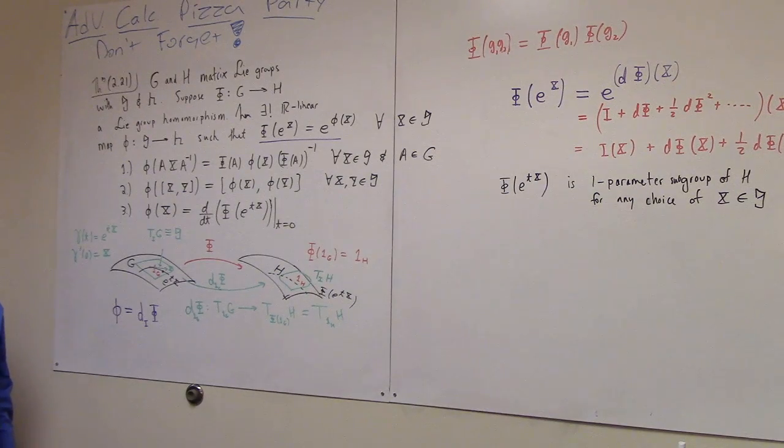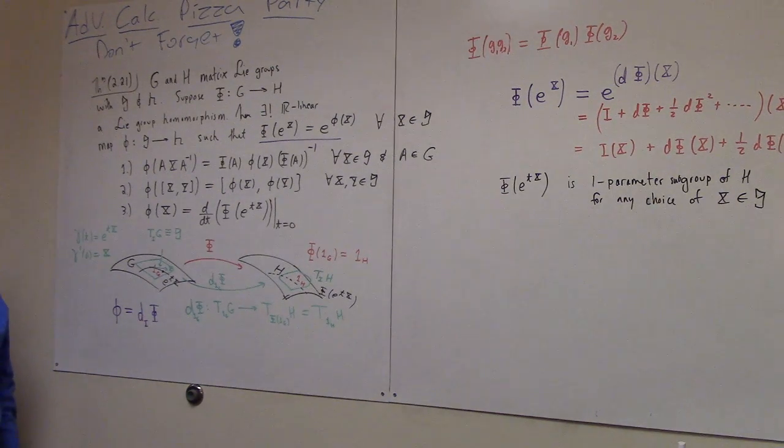And you can check that it has the one parameter group property: phi of t times phi of s is equal to phi of t plus s. I should say gamma or something. We're using phi in a different context, but that's true because of the exponential, and we proved that before.